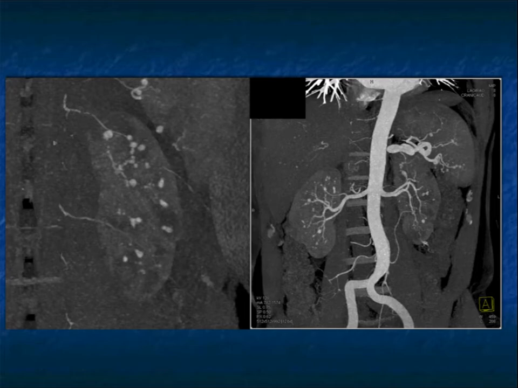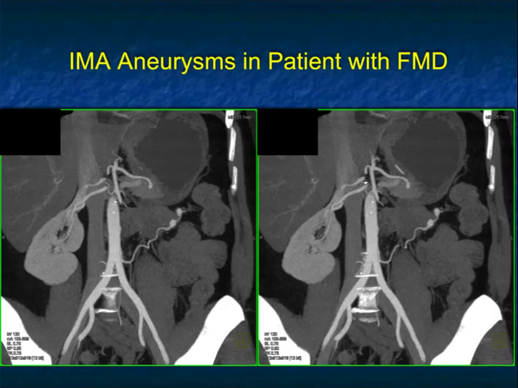Again, the slab MIP here is very helpful. On the initial interpretation across the ocean, no one commented on the aneurysms. I think they just didn't see them, or they got late phases. I didn't see the images, but I don't know what they missed. Here's a patient with FMD, aneurysm of the IMA, very nicely shown. There are a couple of aneurysms right here.